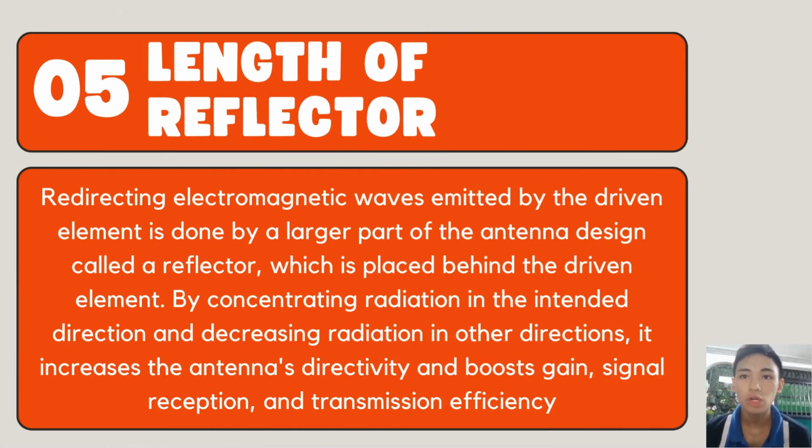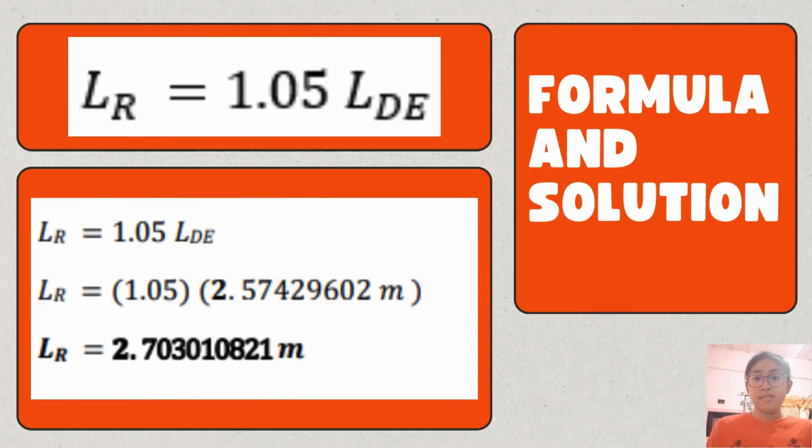Now we have reflector. Redirecting electromagnetic waves emitted by the driven element is done by a larger part of the antenna design, called a reflector, which is placed behind the driven element, concentrating radiation in the intended direction and decreasing radiation in other directions. It increases the antenna's directivity and boosts gain, signal reception, and transmission efficiency. The formula is the length of the driven element plus 5% of its length, or 1.05 multiplied by the length of the driven element.